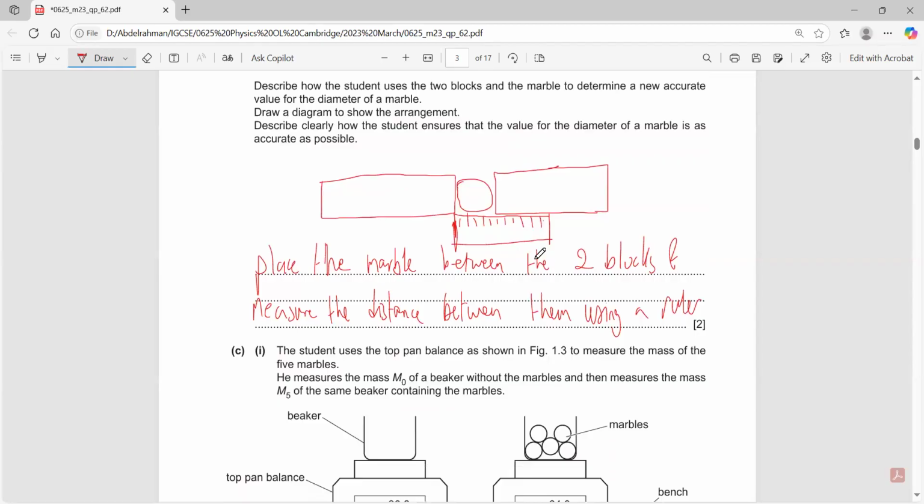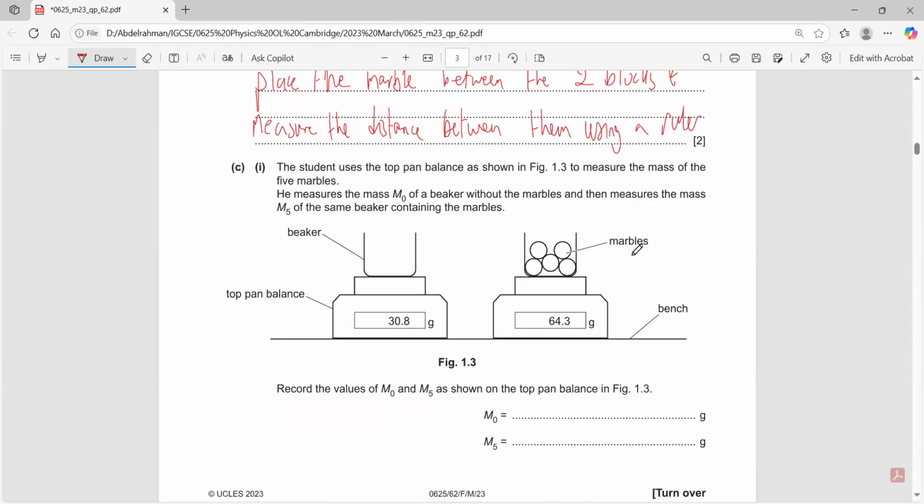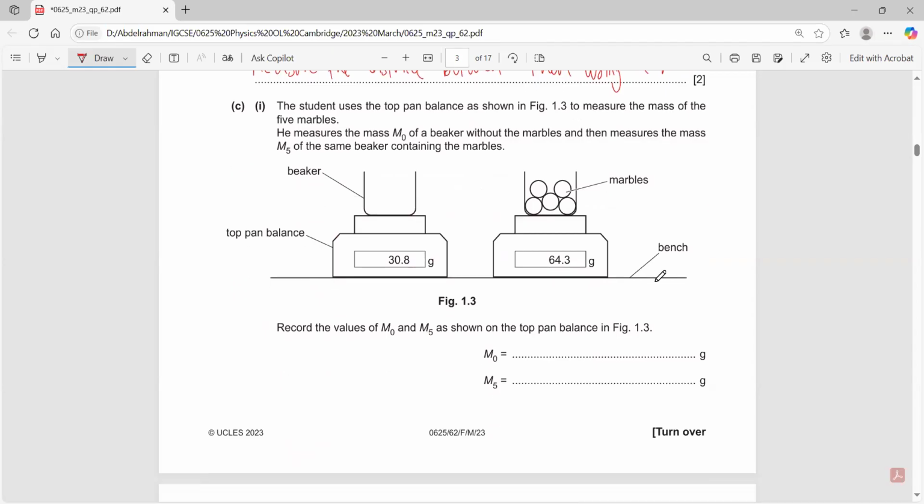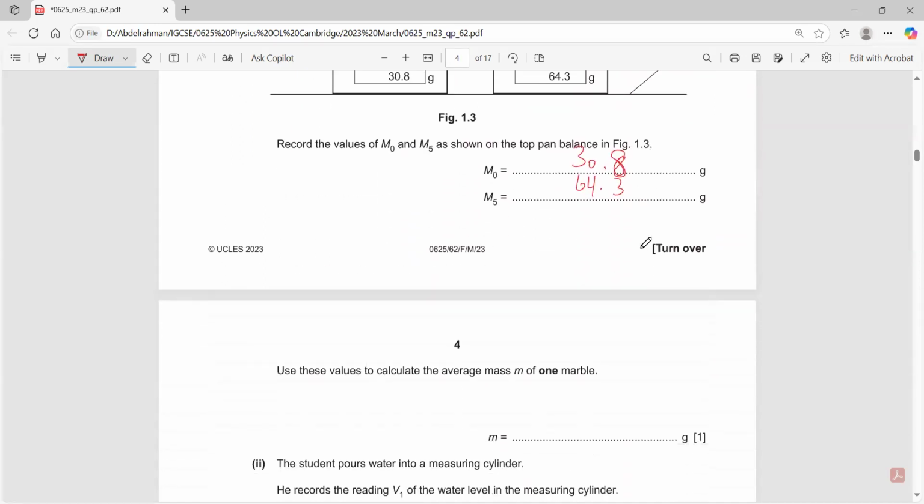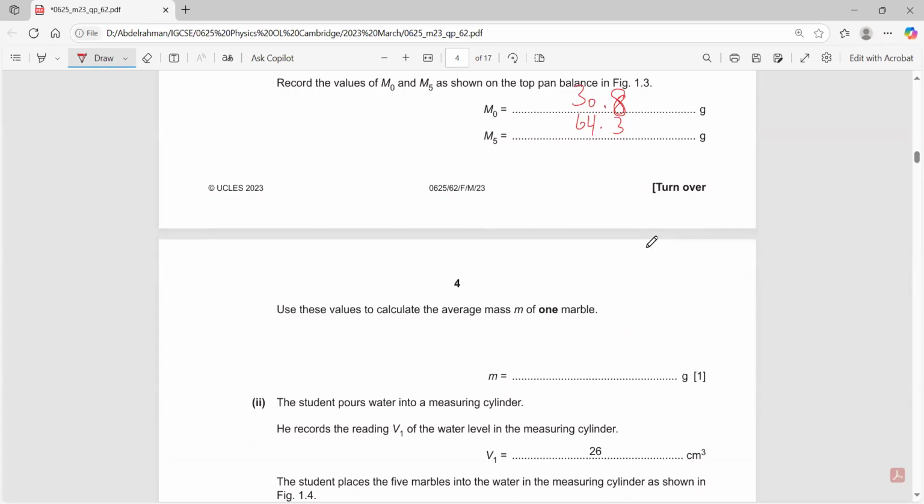Student uses a top pan balance as shown to measure the mass of the 5 marbles. Initially, the reading was 30.8 grams, and finally, the reading was 64.3 grams. Can I find the mass of one marble, the average mass of one marble? So first of all, can I find the difference to find the mass of the 5 marbles? Yes, the difference would be 64.3 minus 30.8. This would give you the mass of 5 marbles.